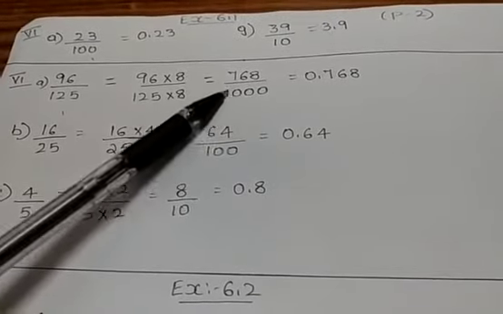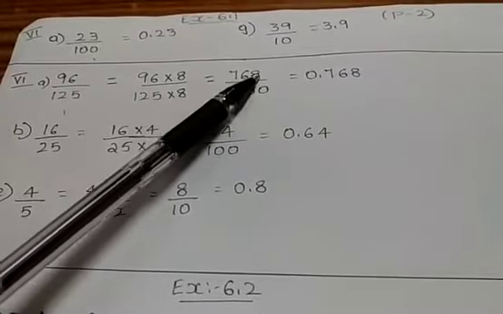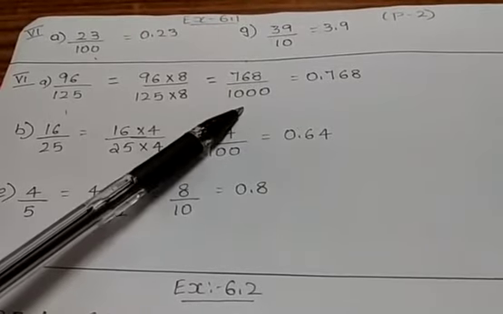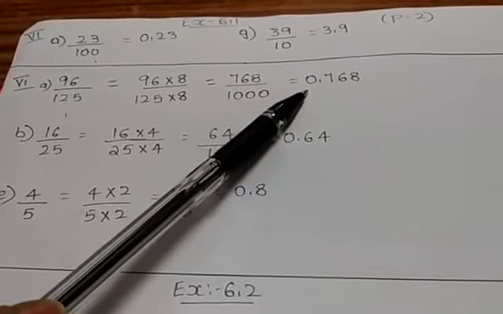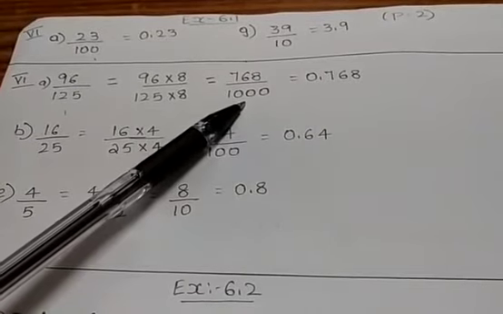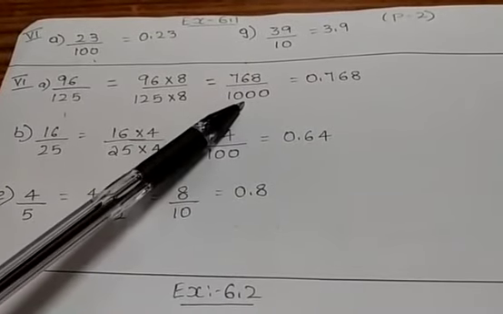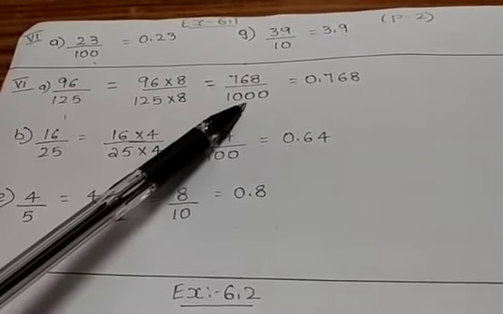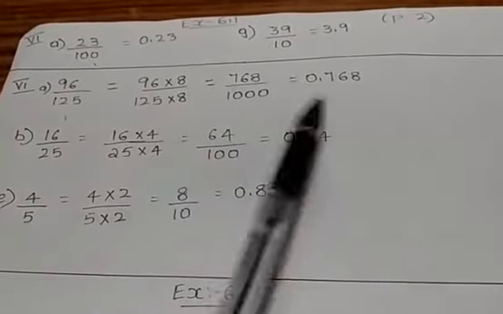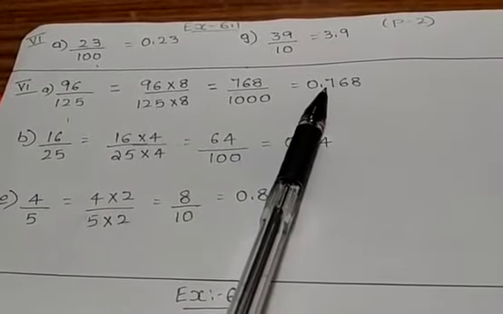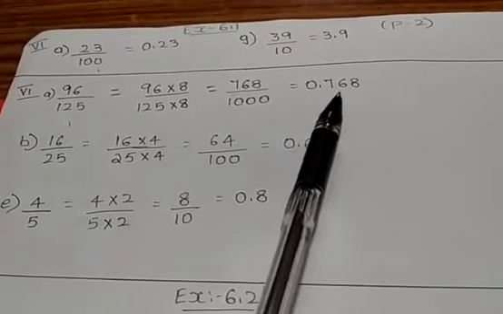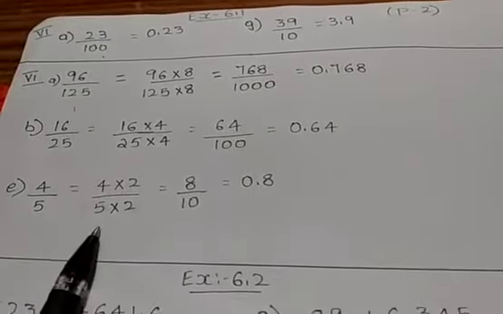We got the fraction 768 by 1000. Again, the denominator is 1000, which has three zeros. So give the decimal point after three places, that is ones, tens and hundreds. So it is 0.768. The rest of the sums are the same.